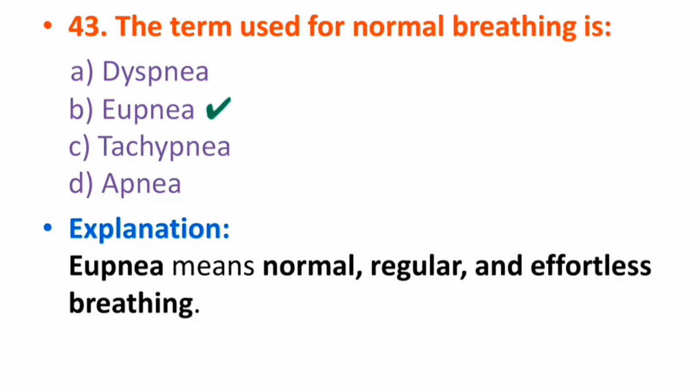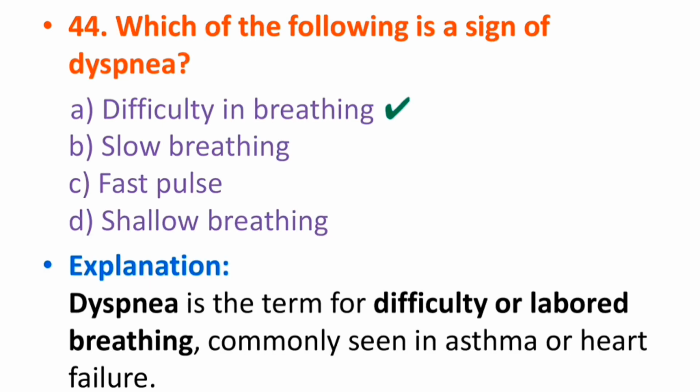The term used for normal breathing is option A dyspnea, option B eupnea, option C tachypnea, option D apnea. The correct answer is option B eupnea. Eupnea means normal, regular, and effortless breathing.